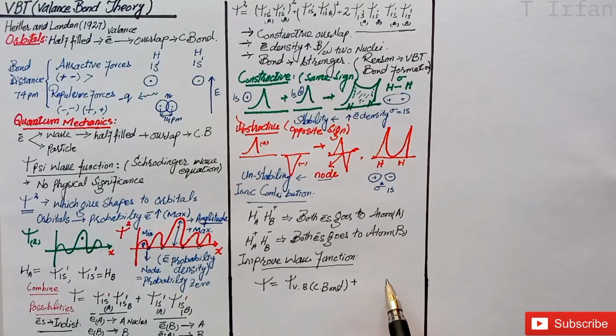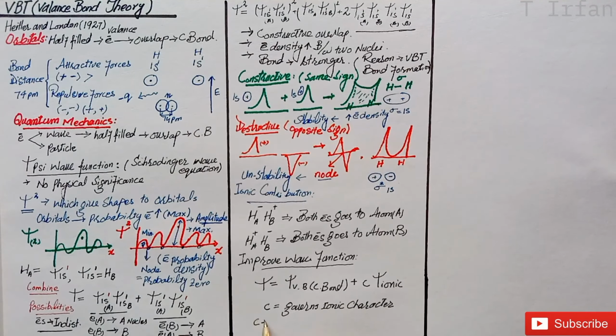Here, the value of C represents the ionic character mixed in the covalent valence bond structure. The actual value of C is about 0.25, which indicates that the ionic structure contributes about 6% to the overall structure of the H2 molecule.